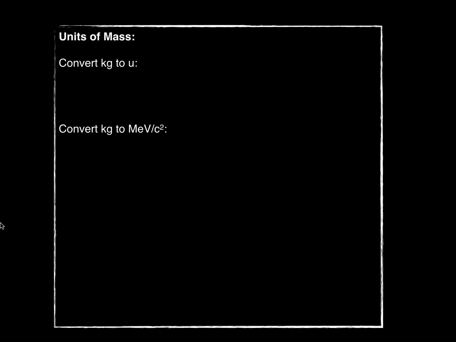To recap, we have two units of mass that are alternatives to the kilogram, the atomic mass unit and the mega electron volt per c squared. To convert kilograms to atomic mass units, we take our value in kilograms and we divide by 1.66 times 10 to the negative 27 kilograms per atomic mass unit to get our number in atomic mass units.